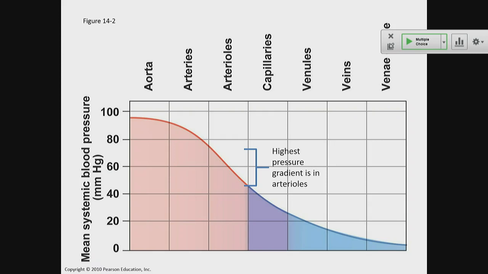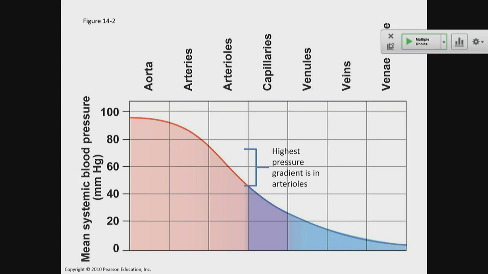You can also see that the pressure difference, the steepness of this curve, is not equal along the entire extent. This is not a straight line, but you can see that the largest drop is in the arterioles, and that's also where the pressure gradient is the highest.